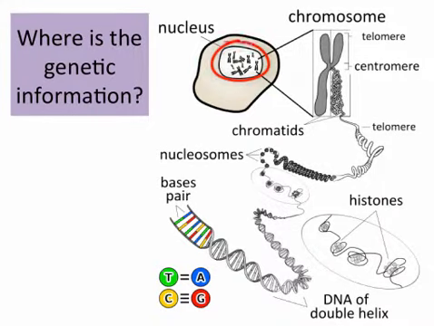Genetic information is found in the nucleus of all cells. Inside the nucleus, this information is stored in chromosomes. Chromosomes are lengths of DNA. Sections of this chromosome are genes. These genes will code for specific proteins or characteristics.